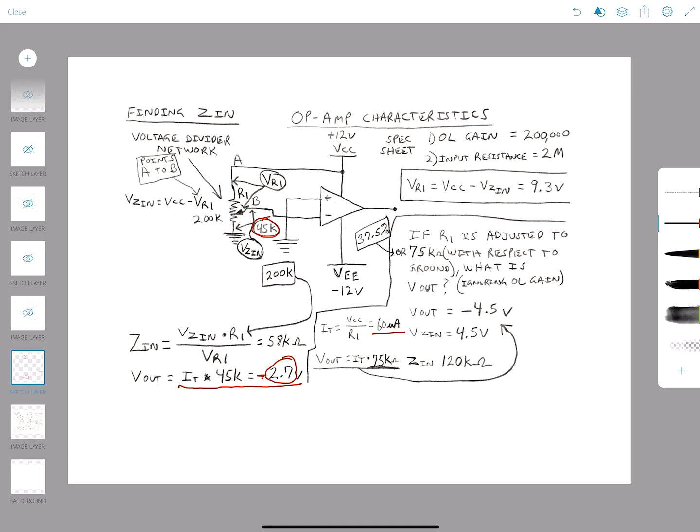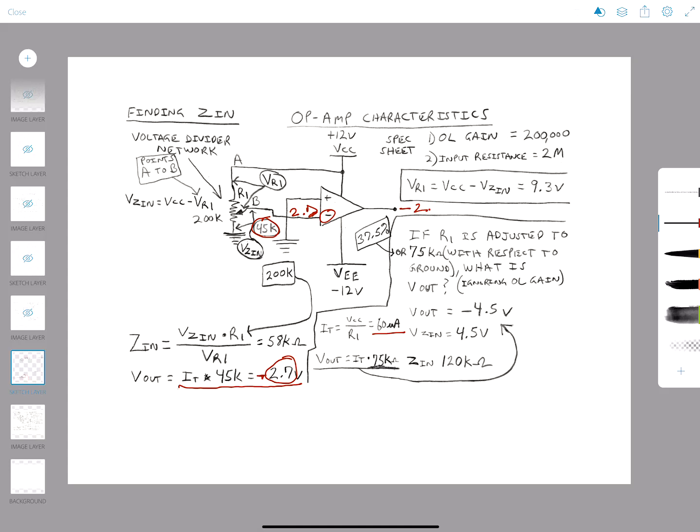The reason that this is negative at V out is because at this point right here, we have that 2.7 volts felt on this leg, which is our inverting leg. So if we have 2.7 volts here, it's inverted, and on the output, we get a negative 2.7 volts. So that's where that comes in.